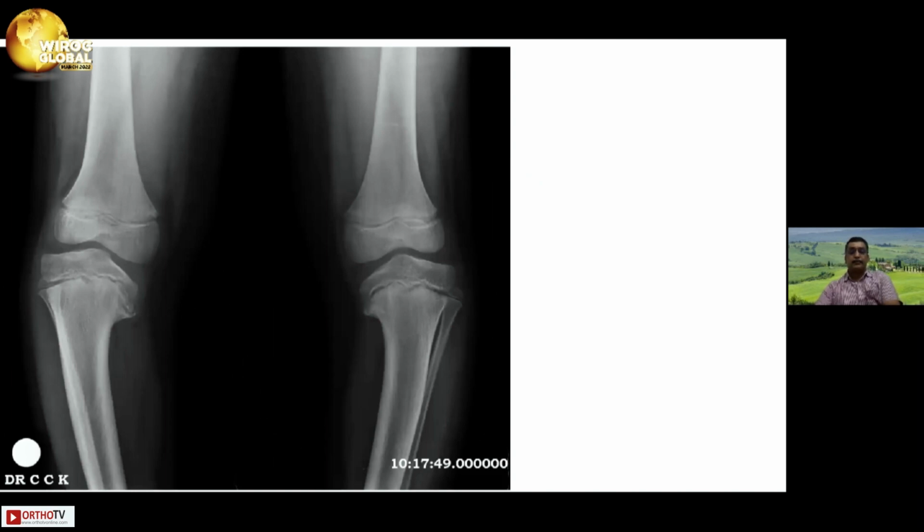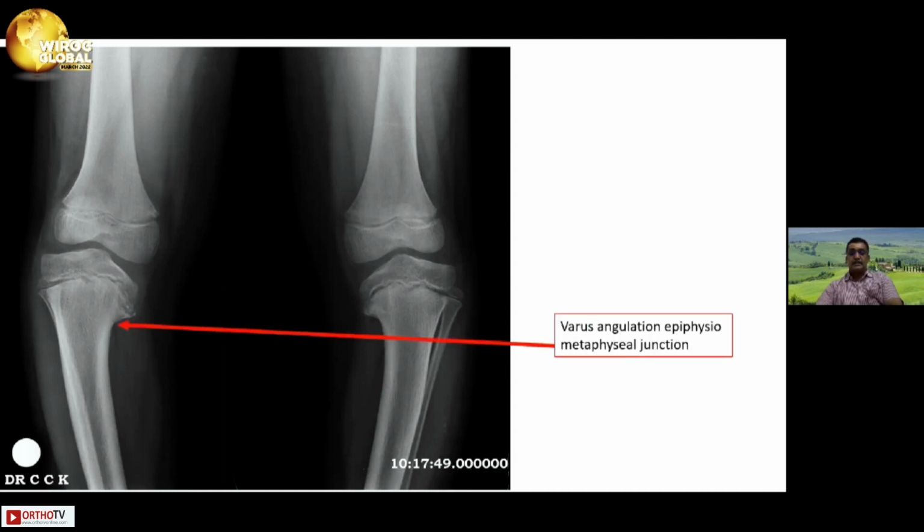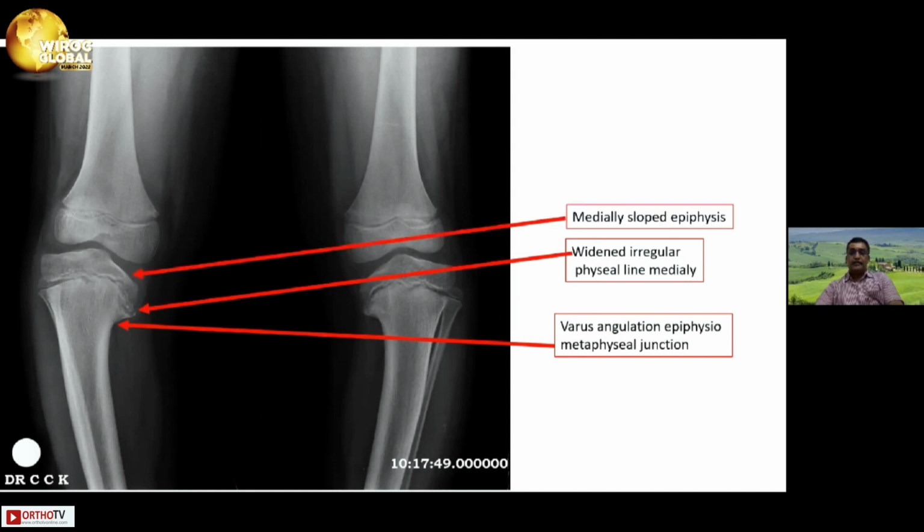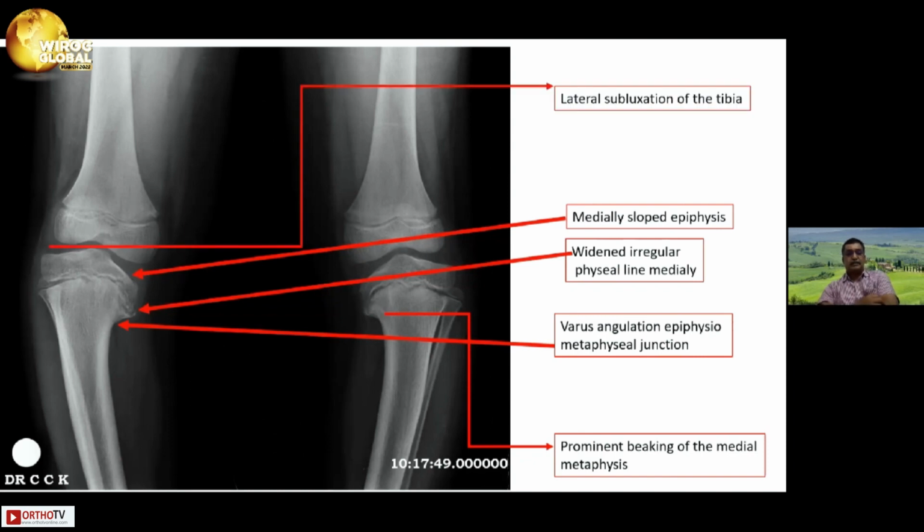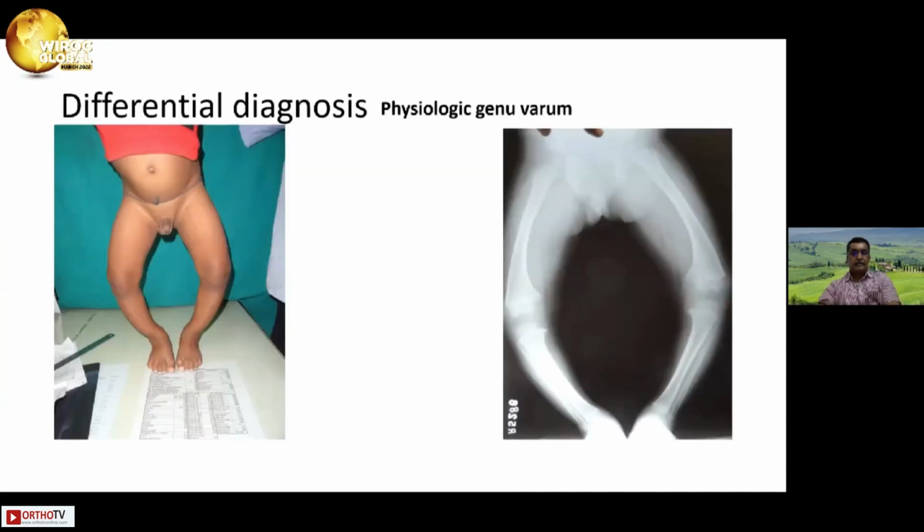Now, what are the radiological features? There are some distinct radiological features which distinguish Blount's from a physiological genu varum. One of them is varus angulation at the epiphyseal-metaphyseal junction. Now, widened irregular physeal line on the medial side. That is one of the very classical features. The medially sloped epiphysis is another feature. And prominent beaking of the medial metaphysis and lateral subluxation of the tibia. Now, when you put all these features together, you can reasonably assume that it is Blount's disease.